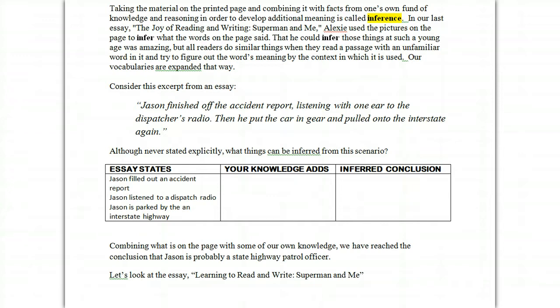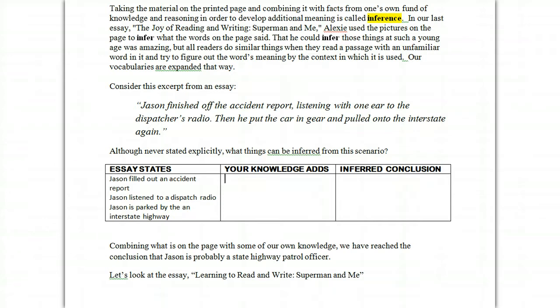So consider this excerpt from an essay. Jason finished off the accident report, listening with one ear to the dispatcher's radio. Then he put the car in gear and pulled onto the interstate again. Although it's never stated explicitly, what things can be inferred from this scenario? Well, the essay states that Jason filled out an accident report, Jason listened to a dispatch radio, and Jason is parked by an interstate highway.